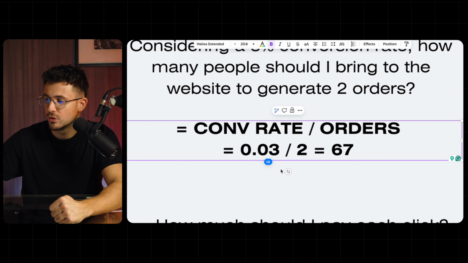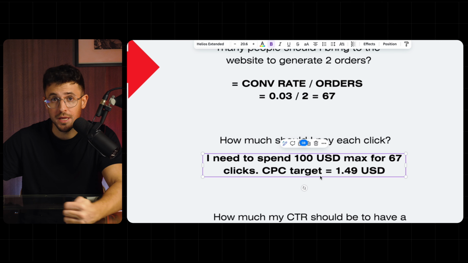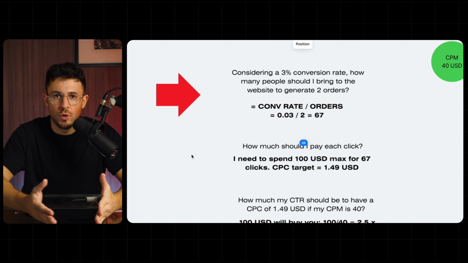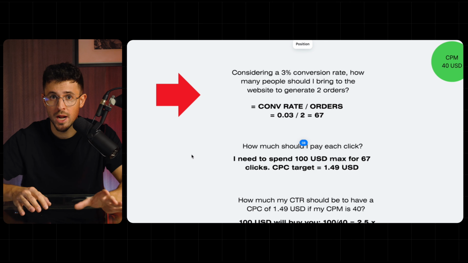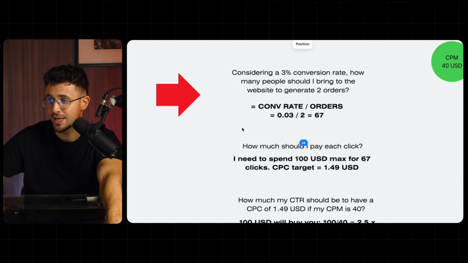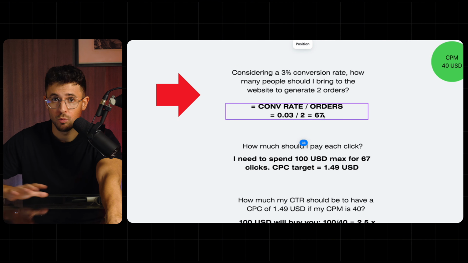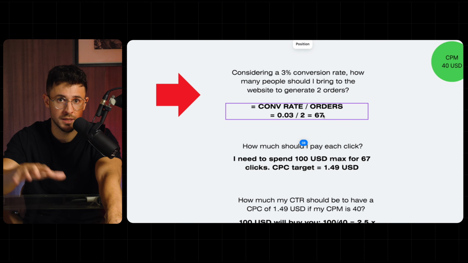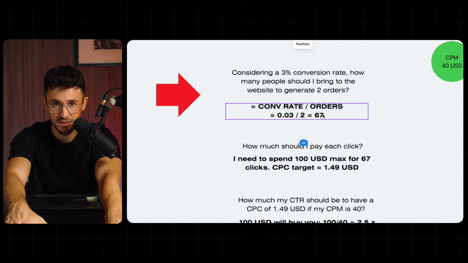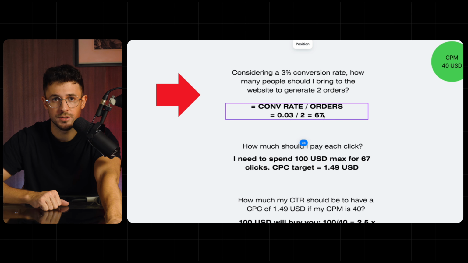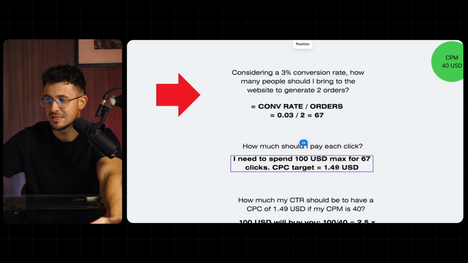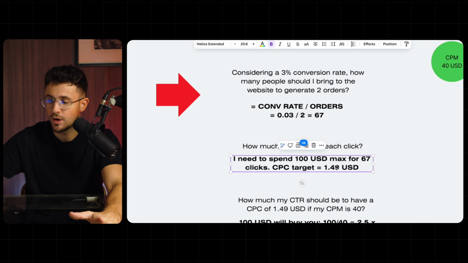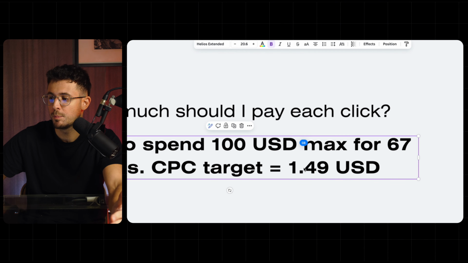And then you ask yourself, how much should I pay for each click? Considering that you're spending 100 USD for a return on spend of 2, you need to make 2 orders. So 100 USD is your budget. That means that you need to get at least 67 clicks with a conversion rate of 3% and all the other metrics like CPM and AOV standard to generate a 2x ROAS. Cool. So you know for sure that 100, which is your budget, divided by 67 is how much you can pay for a click. Of course, the cheaper the better, but 1.49, everything below that is going to be your target.